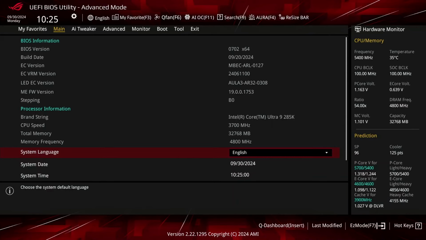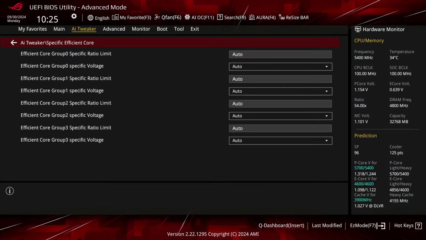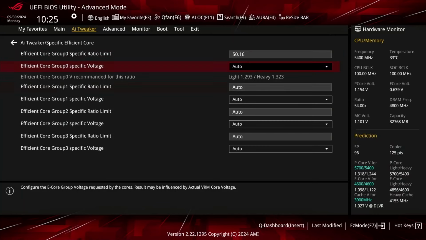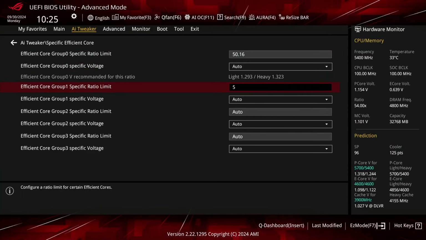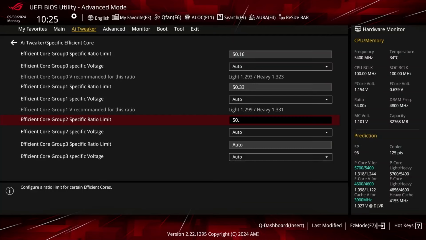Fortunately, you'll find that most BIOSes give you a simple interface to set granular ratios. In the ASUS ROG BIOS, you can configure the E-core granular ratio via the AI Tweaker specific efficient core submenu.